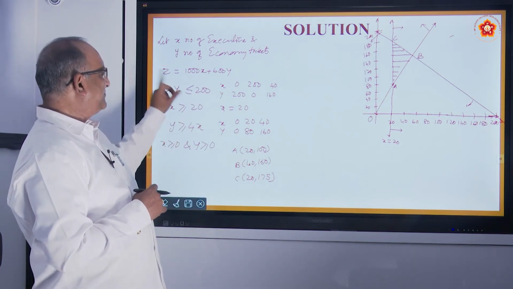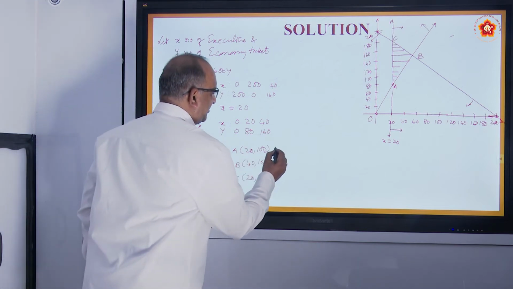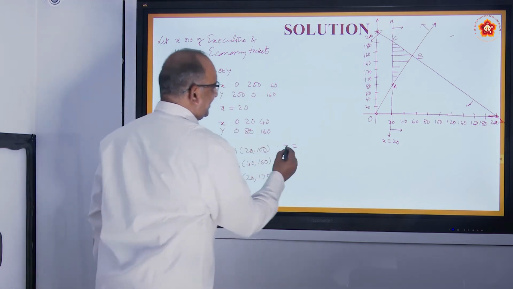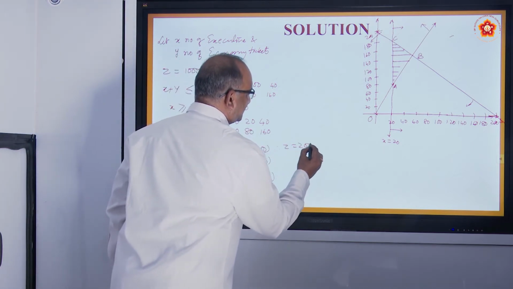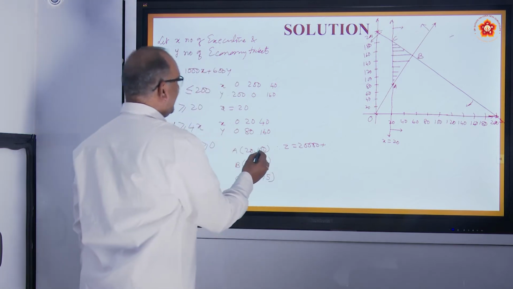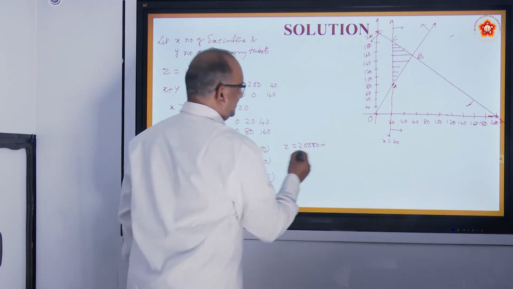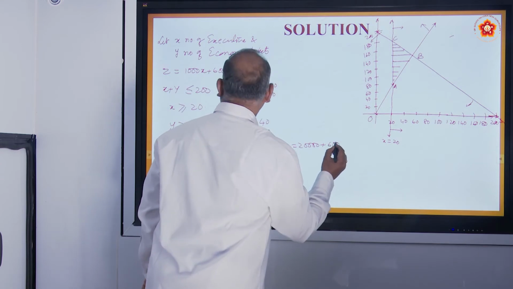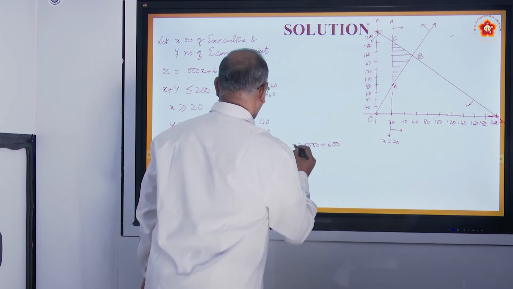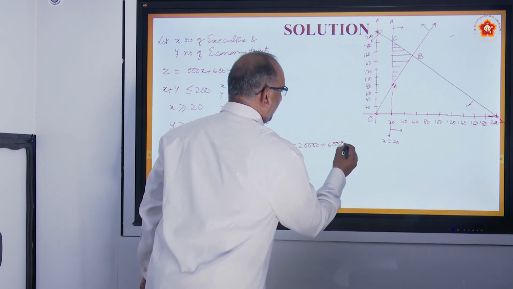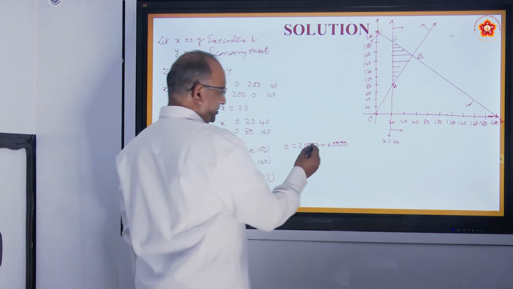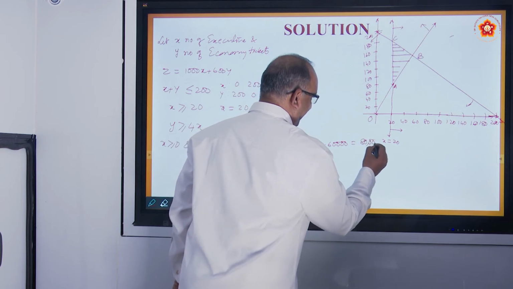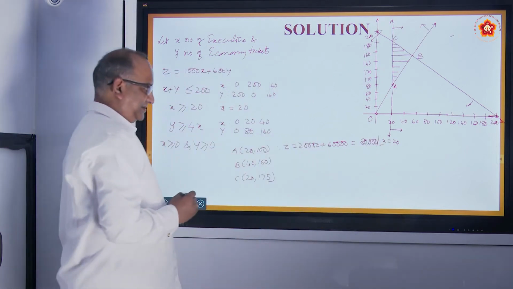So substitute these values in Z. We will say Z is equal to 1000 into 20. So it will become 20,000 plus 100 into 600, 60,000. So the total comes to 80,000 rupees in the first case.